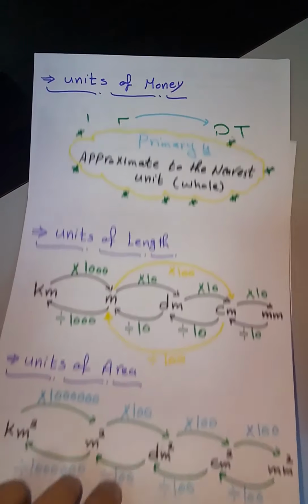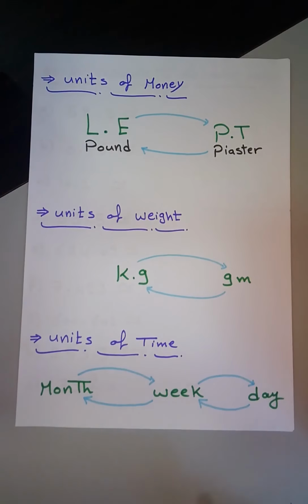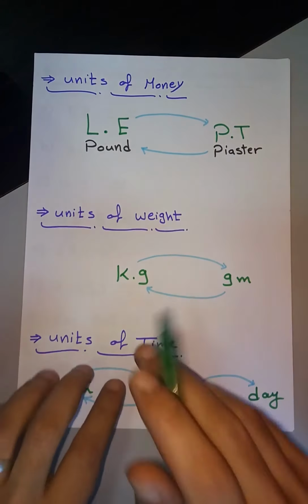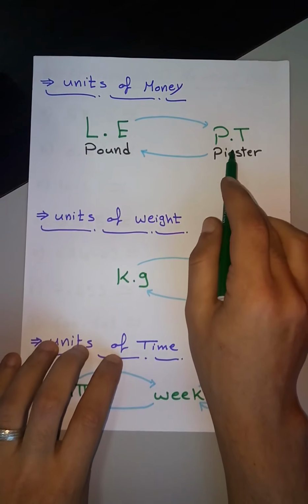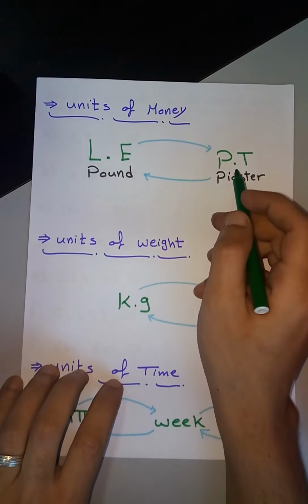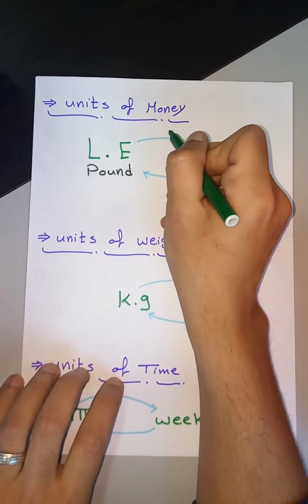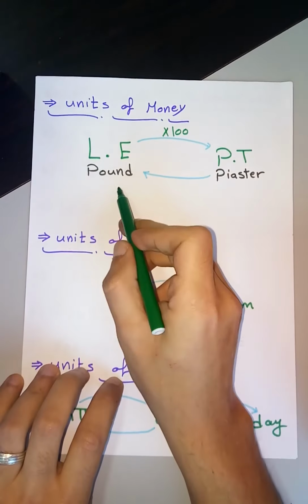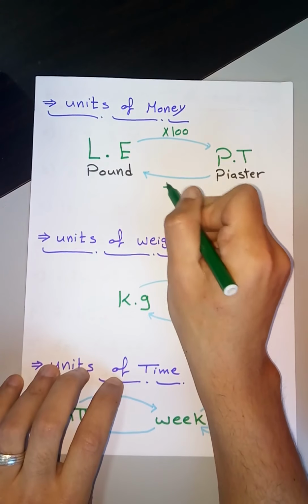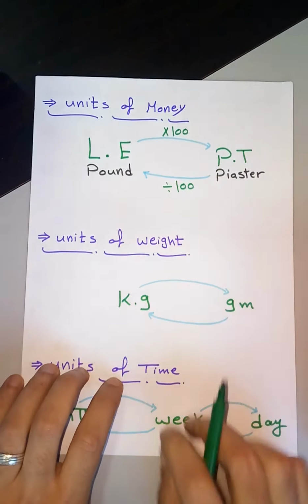Now let's move on to another kind of units, which are the units of money. We have 2 units of money, which are LE or pound and piastre. From LE to piastre, from pound to piastre, you have to multiply by 100, and from piastre to pound, you have to divide by 100.